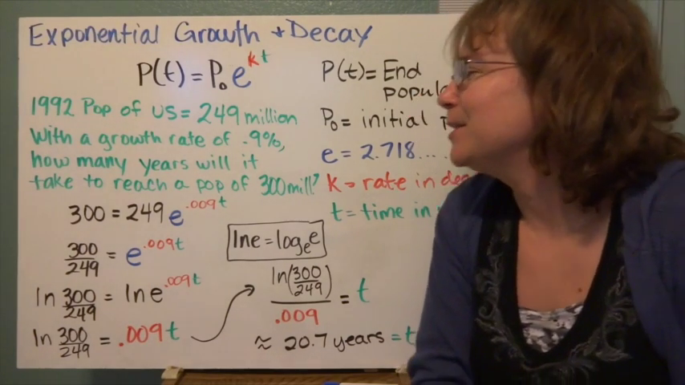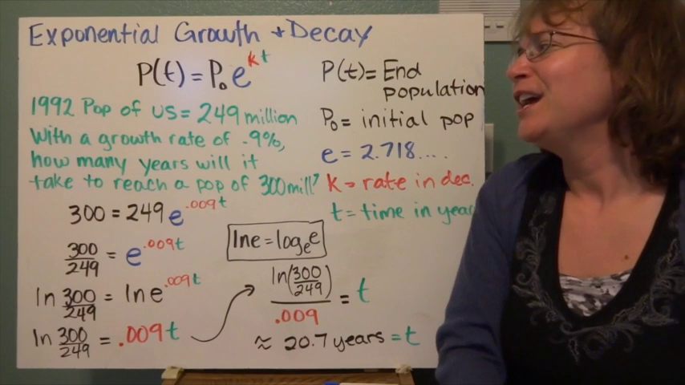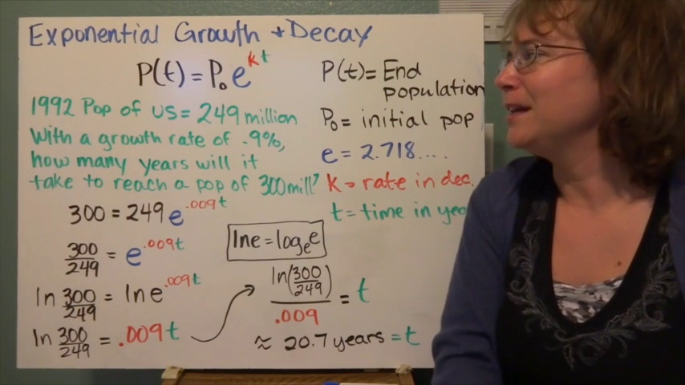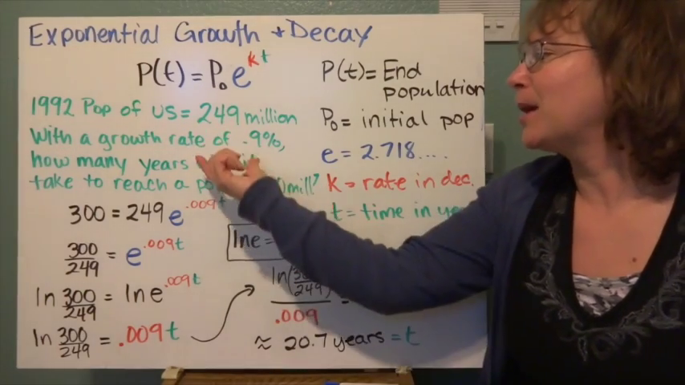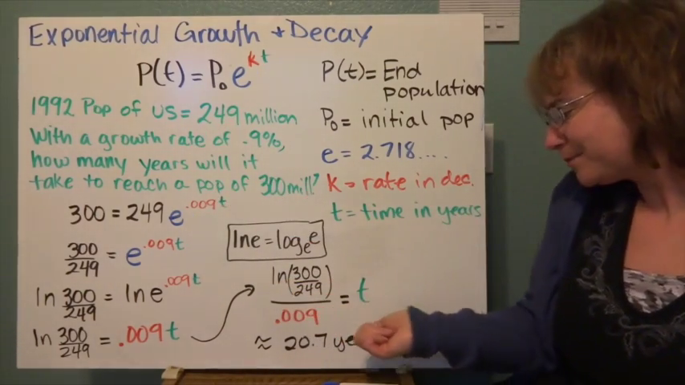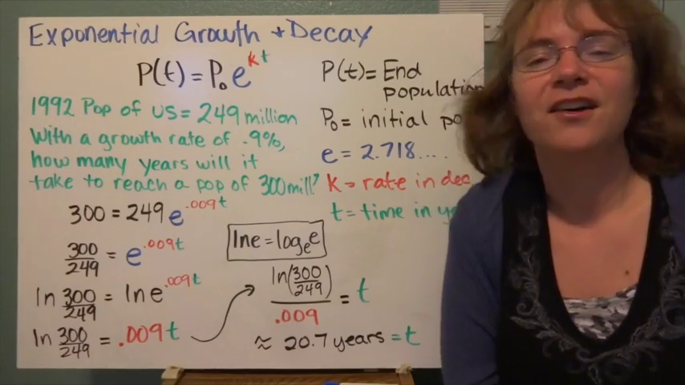Yeah, already happened. So in 10 years it would be 2002, and then in 20 years it would be 2012. So it's already happened that the population reached 3 million, and that is equal to RT.